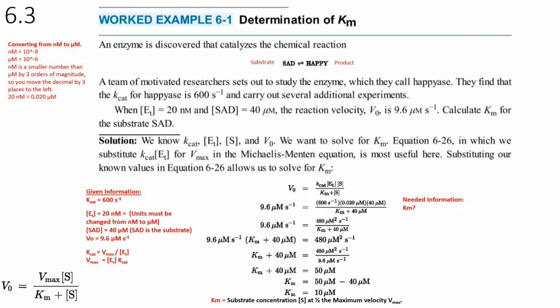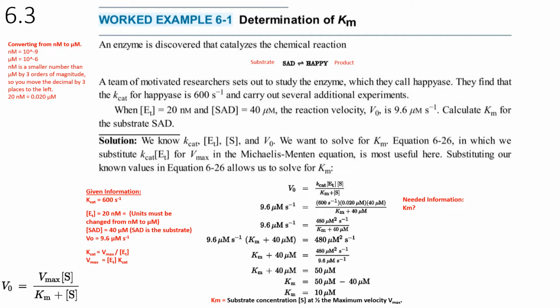Nanomolar is equal to 10 to the negative 9. Micromolar is equal to 10 to the negative 6. Nanomolar is a smaller number than micromolar by 3 orders of magnitude. So you move the decimal by 3 places to the left. 20 nanomolar is equal to 0.020 micromolar. And that's the number you're going to be using for all of your equations down here.